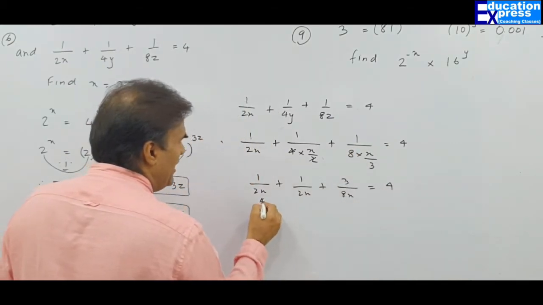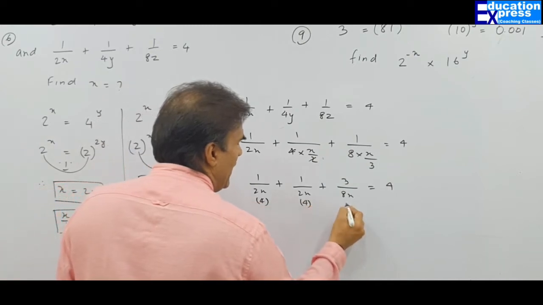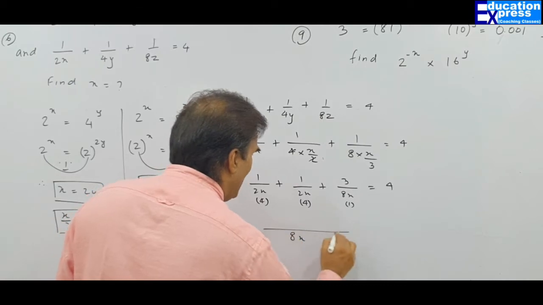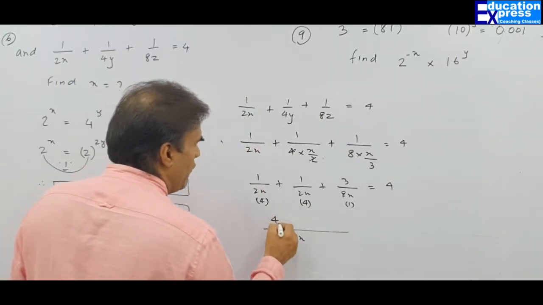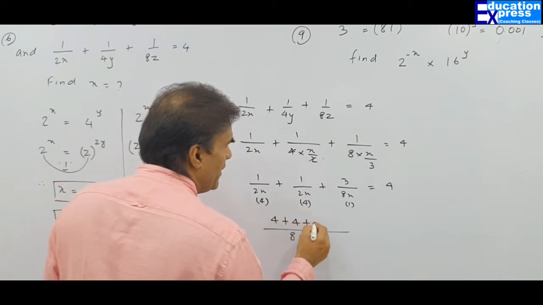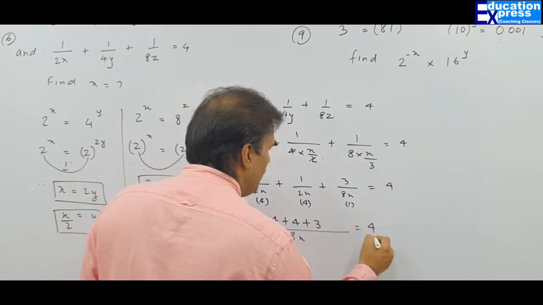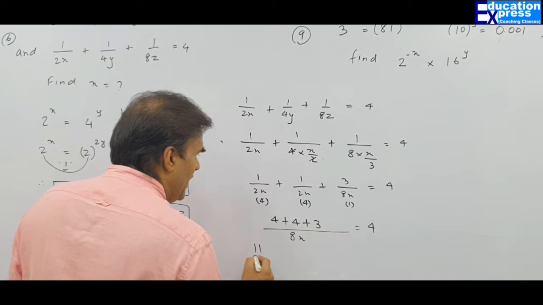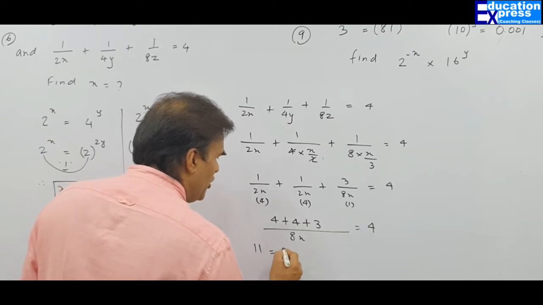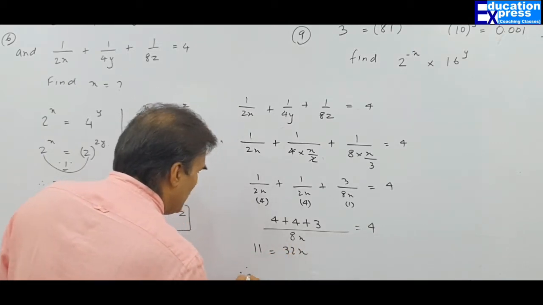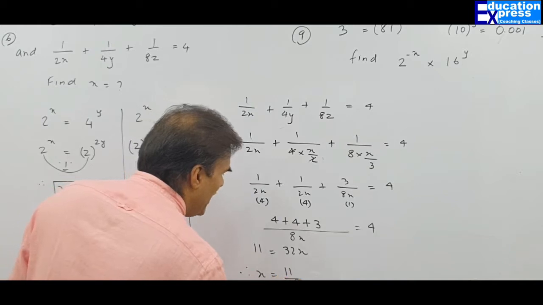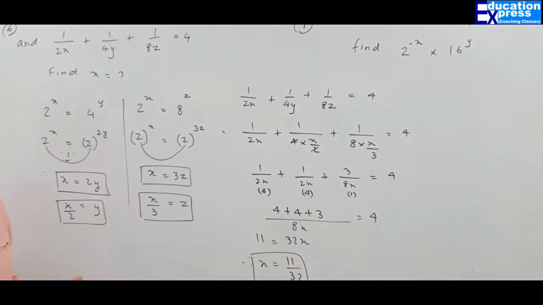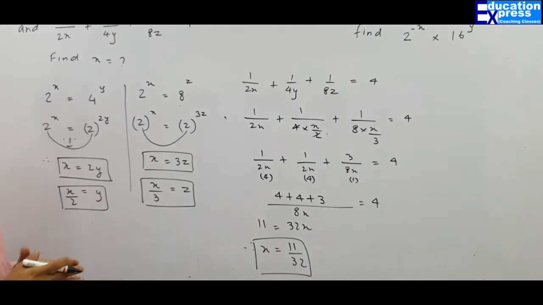If you take the LCM, my dear friends, LCM is going to be 8x. So in the denominator we have 8x. This would be 4 plus 4 plus 3 equals 4. 4 plus 4 is 8, 8 plus 3 is 11. So 11 equals 32x. So my dear friends, x equals 11 upon 32. It was a very simple, precise question. Not a problem at all.